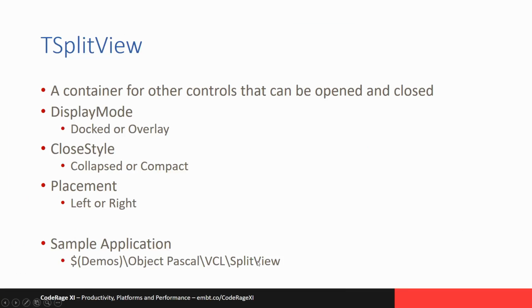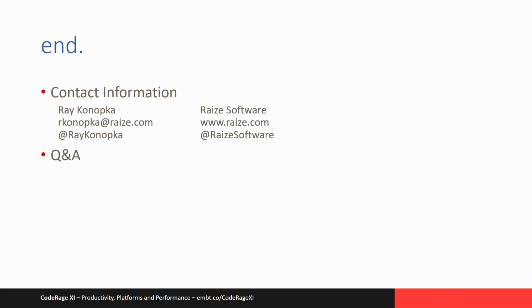Again, the location of all the demos are all under the Object Pascal VCL split view. You have that. There's C++ folder versions as well. That is all the information that I have.